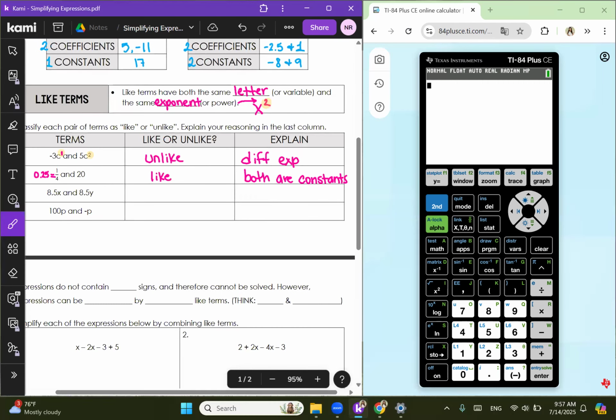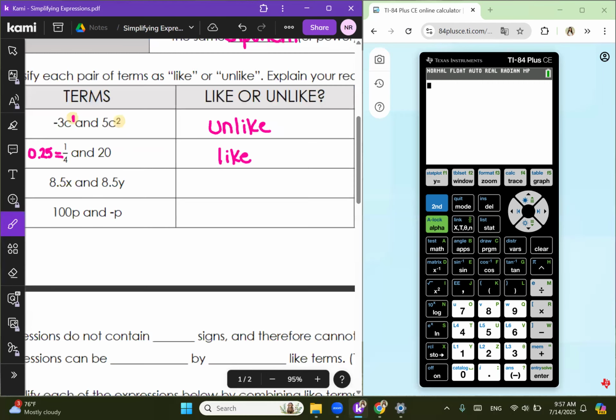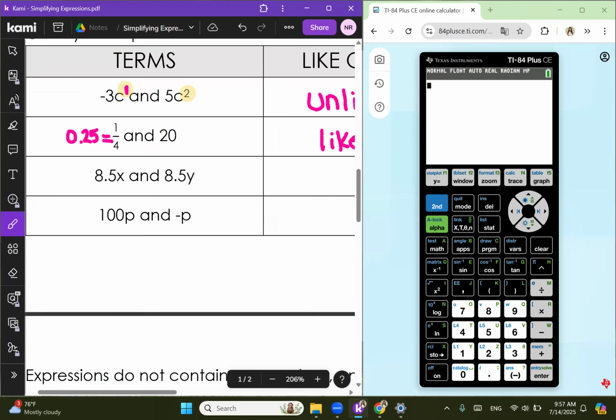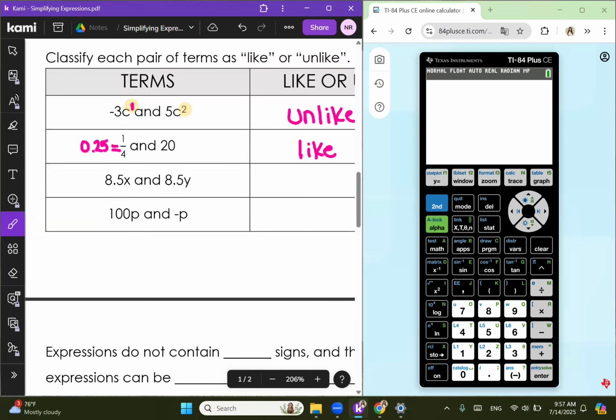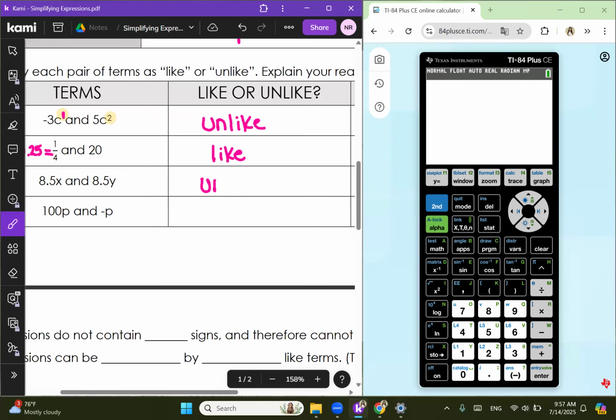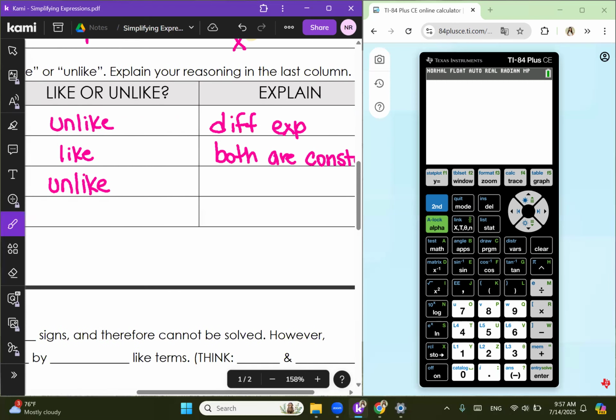The next one, we have 8.5x and 8.5y. They both have an 8.5. So a lot of students tend to get mixed up here and think, yeah, we can add those because they both have an 8.5. But what is the rule? Main rule number one, you have to have the same variable. Having the same variable means to have the same letter, and they do not. So these are not like terms. They are unlike. Okay. They have different variables.